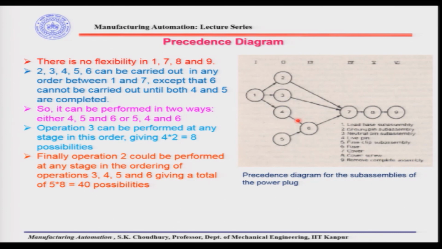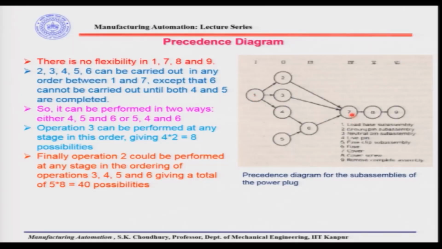So, you can see that for a small subassembly like this, which is a power plug subassembly, we have 40 different ways to do that. Even when we have the 1, 7, 8 and 9, there is no other possibility, they are rigid. So, only in 2, 3, 4, 5 and 6 there are 40 possibilities.